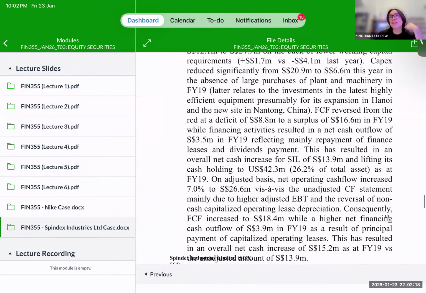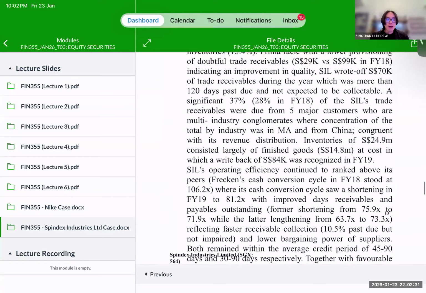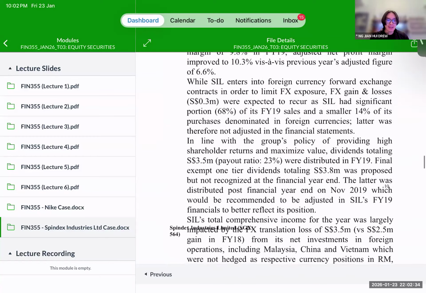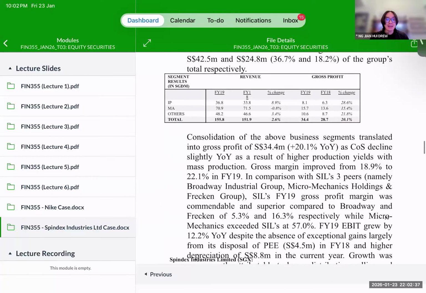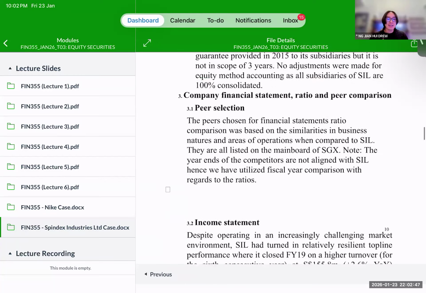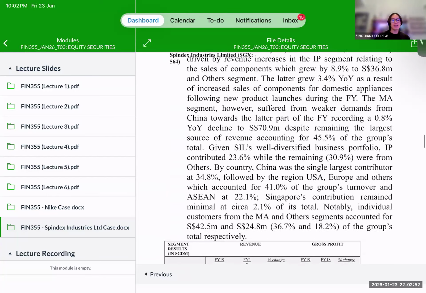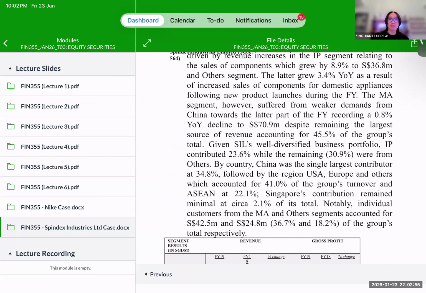The Raffles Medical one is a textbook example, so I wouldn't say it's the best, but this Spindex one, it's a listed company and quite a good example. It's not too difficult as well. If you do have time, really focus on the financial statement analysis. It goes quite in depth, and this gives you the flavor of how in depth you have to go in terms of your financial statement analysis. And there's some peer selection as well, which is a good reference point.